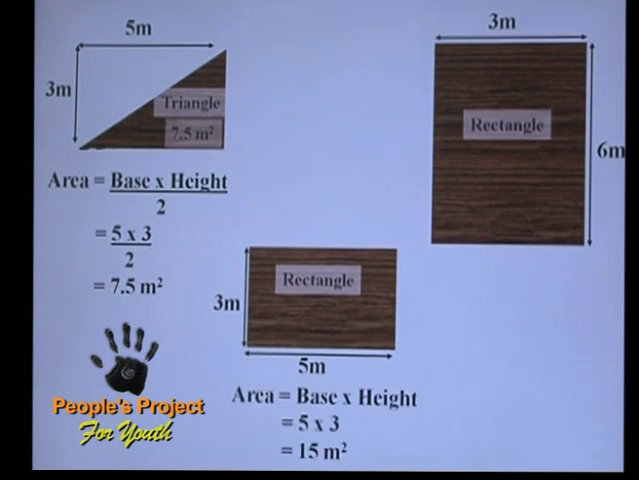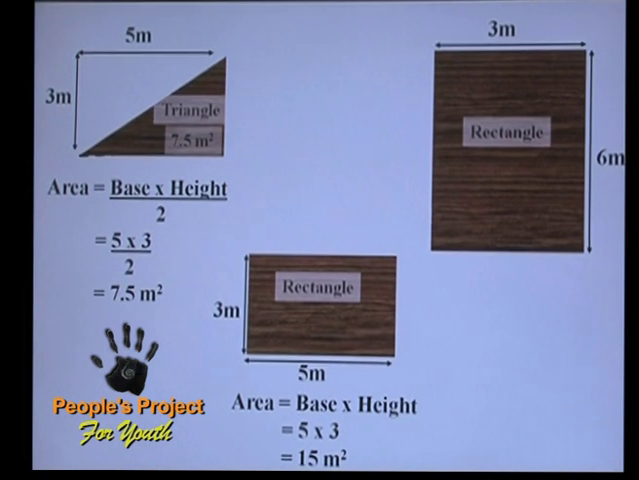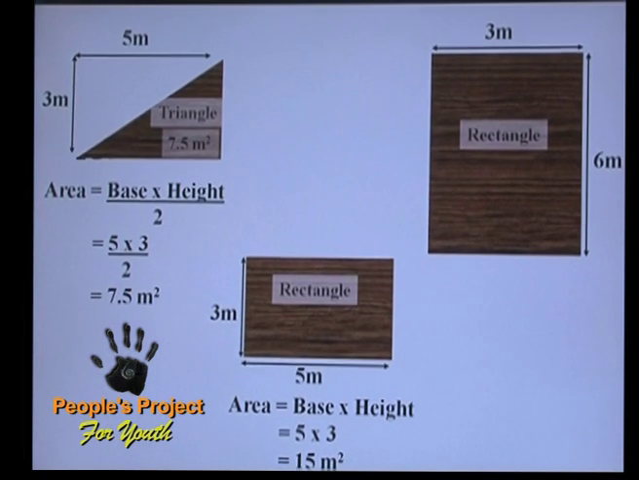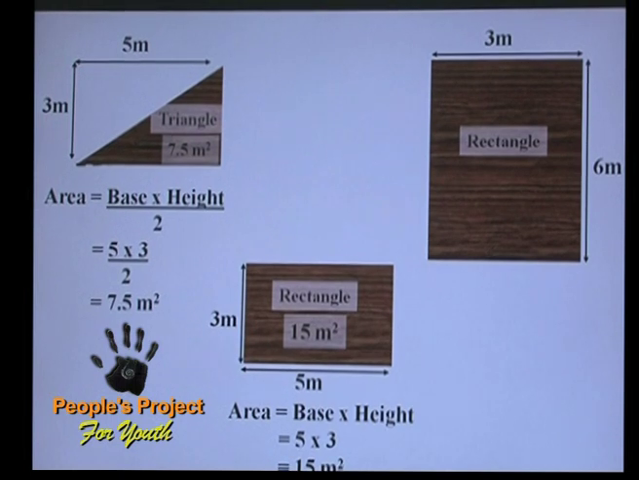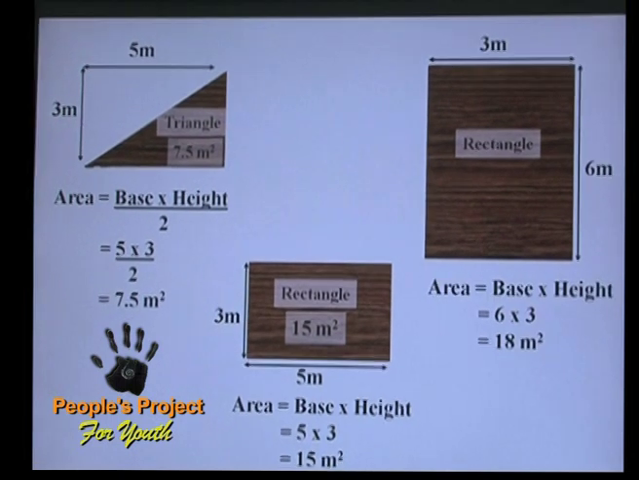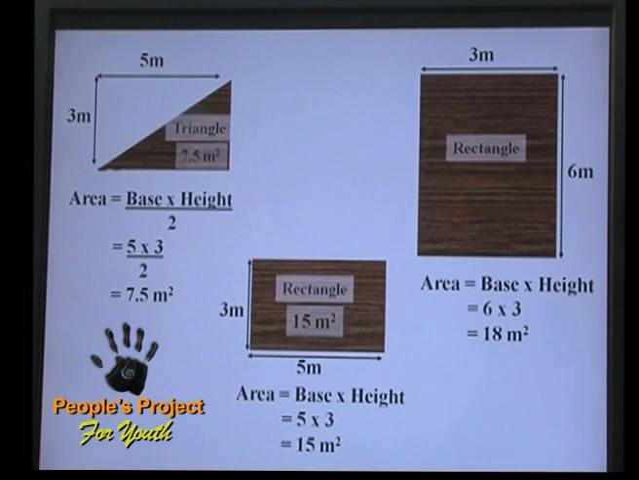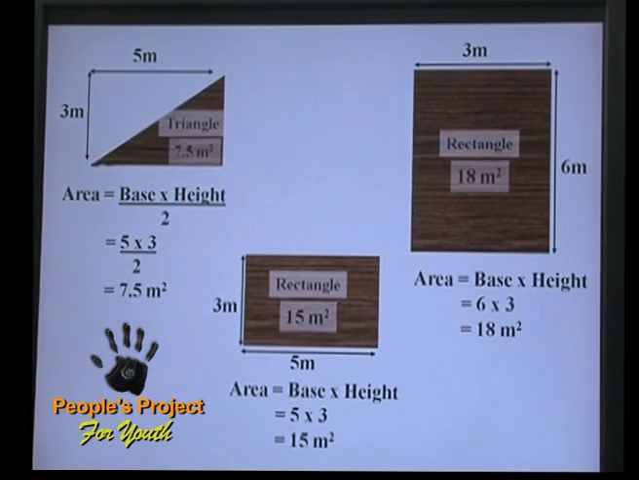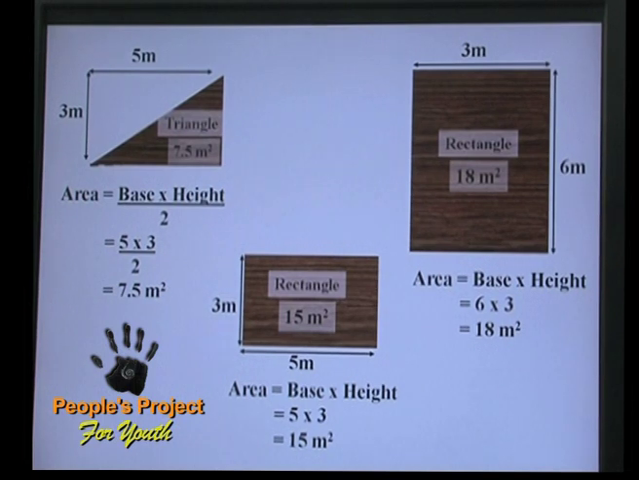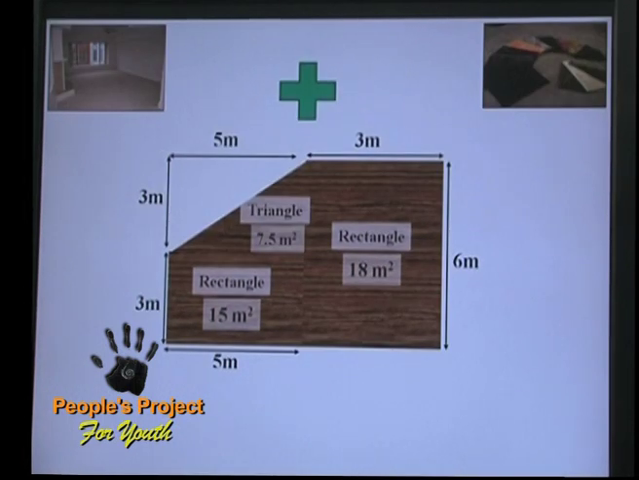We did the same for the first rectangle. The area of the rectangle is base times height, and we've timesed 5 by 3 and got 15 metres squared. So we know the area for that portion of the compound shape. And the final rectangle, we've worked out the area in the same way, base times height, which is 6 times 3, and we found that the area of that final rectangle is 18 metres squared.